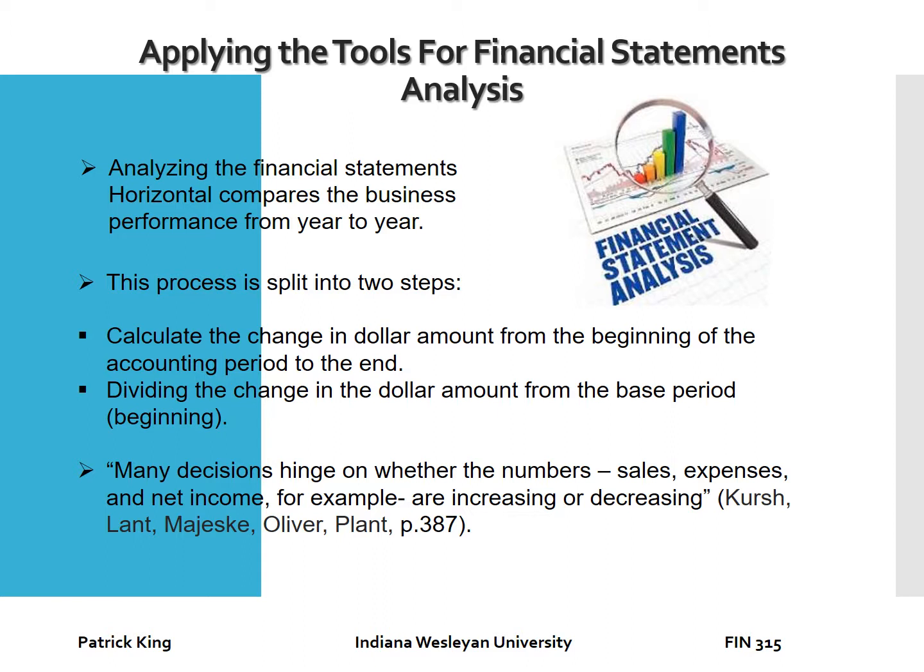Secondly is to analyze the financial statements horizontally. This will compare the business's performance from year to year. This process is split in two steps. First step is to calculate the change in dollar amount from the beginning of the accounting period to the end. Next step is dividing the change in the dollar amount by the base period, or as we say, the beginning of that period. Many decisions hinge on whether these numbers in sales, expenses, and incomes, for example, are increasing or decreasing.